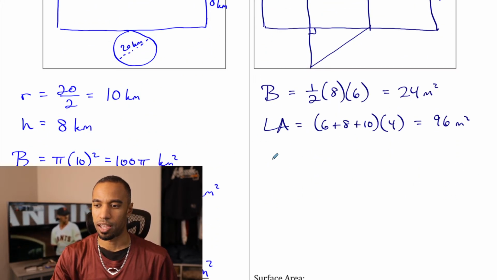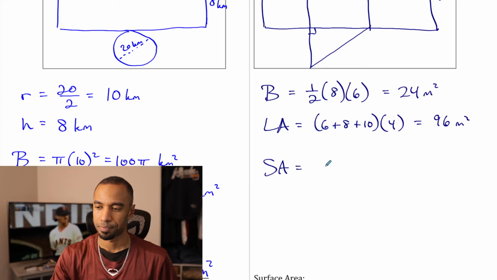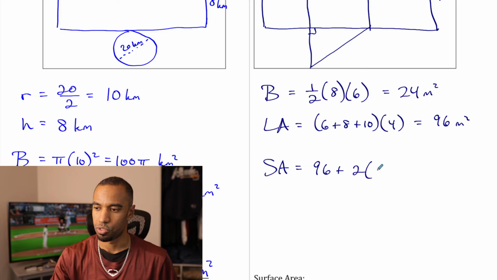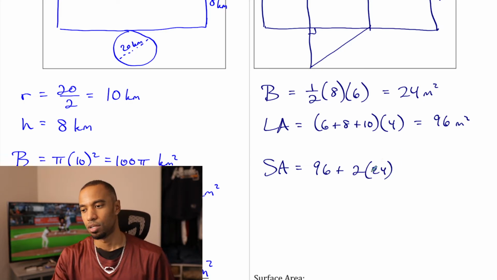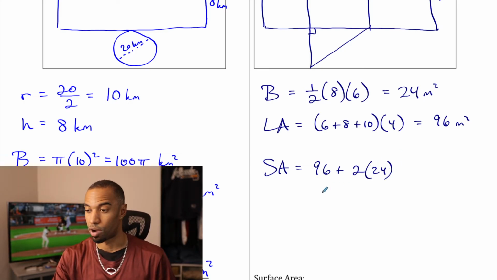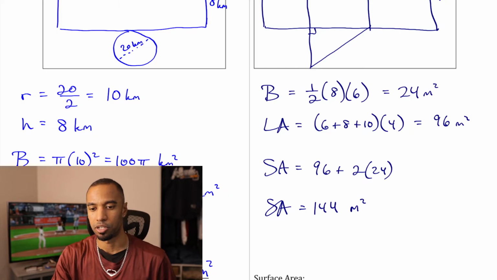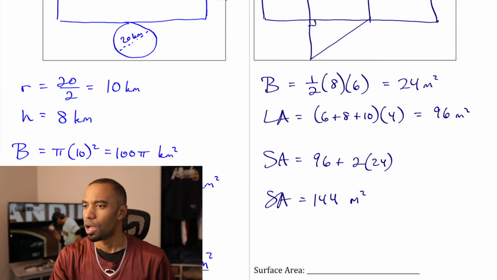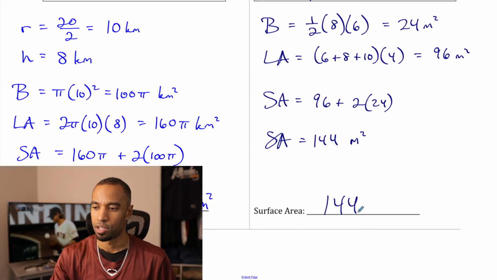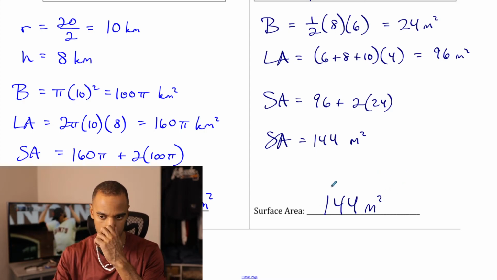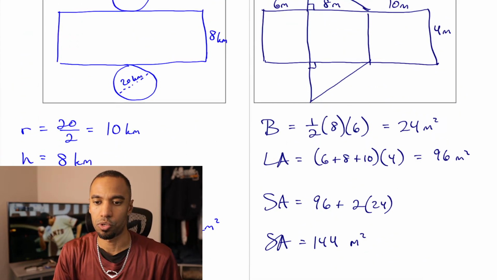So your surface area is LA plus 2B. 96 plus 2 times 24. 96 plus 48 is 144. So that's going to be 144 square meters. I'm going to make sure I was using meters the whole time here. All right, so 144 square meters. No pi, no in terms of pi, nothing like that. All right, so those are the first 2 there.